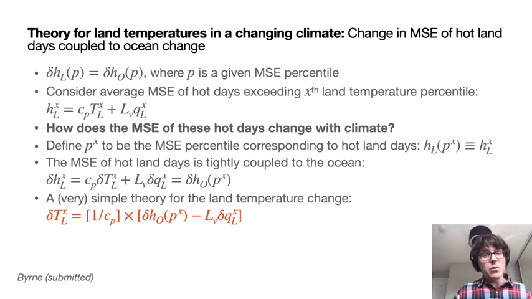So we can rearrange this equation and get the change in temperature on the left-hand side, and this gives us a very simple theory for the land temperature change of days exceeding the x percentile, so delta Tx. It's just equal to 1 over Cp, which is the specific heat capacity of air at constant pressure, times the change in ocean moist static energy, minus L, which is the latent heat of vaporization of water vapor, times the change in specific humidity on those hot land days. This is a very simple theoretical prediction for the land temperature change.